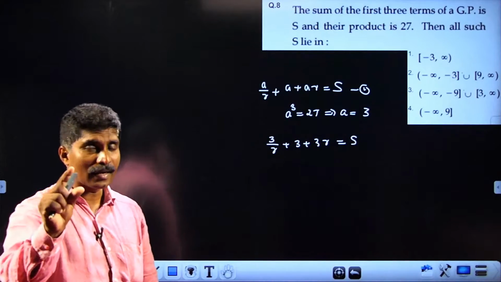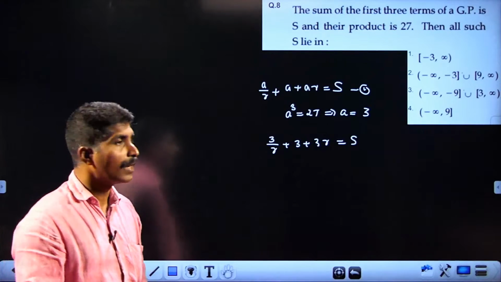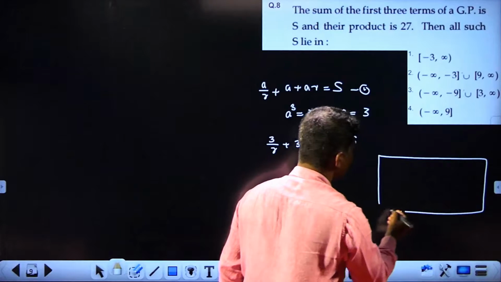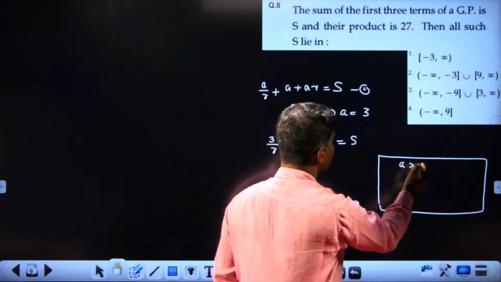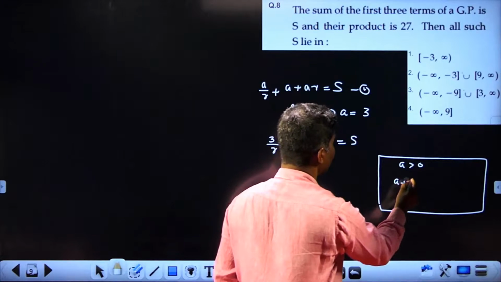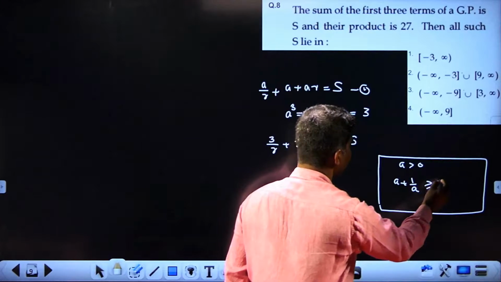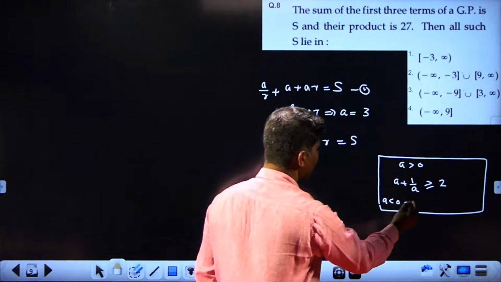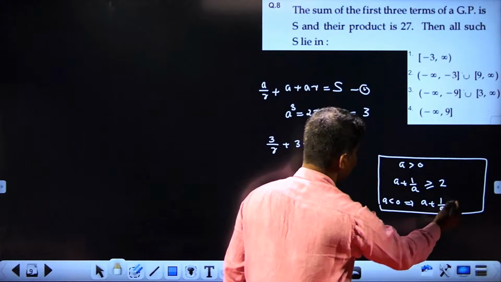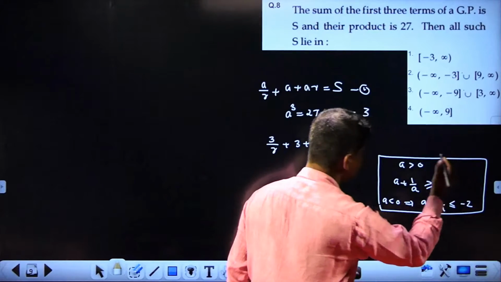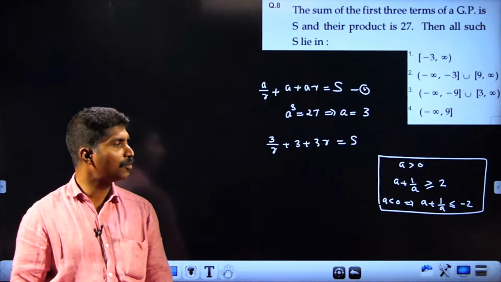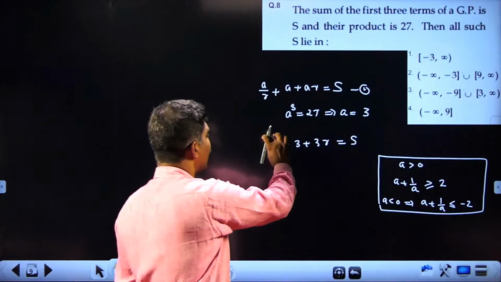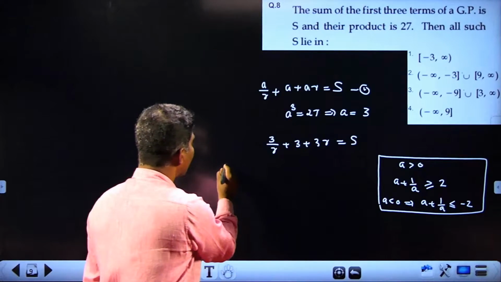Okay. Now, we can see that R has 2 cases, R can be positive or R can be negative. Again, one of the most important formulas you have to remember is, if A is greater than 0, then A plus 1 by A is greater than or equal to 2. And if A is less than 0, it implies A plus 1 by A is less than or equal to minus 2. These are 2 very important inequalities you have to remember. So here, we can see that 1 by R plus, suppose that R is greater than 0.